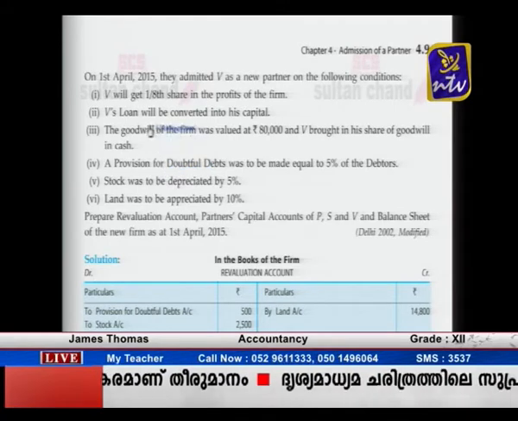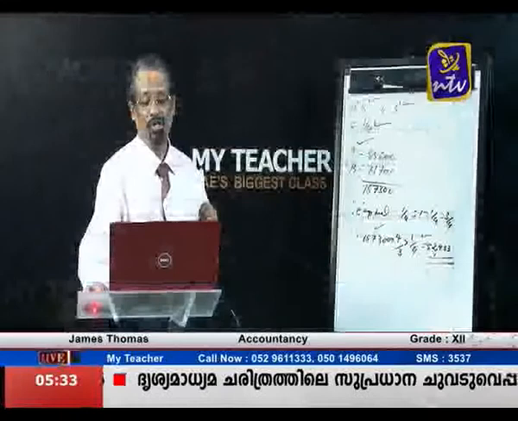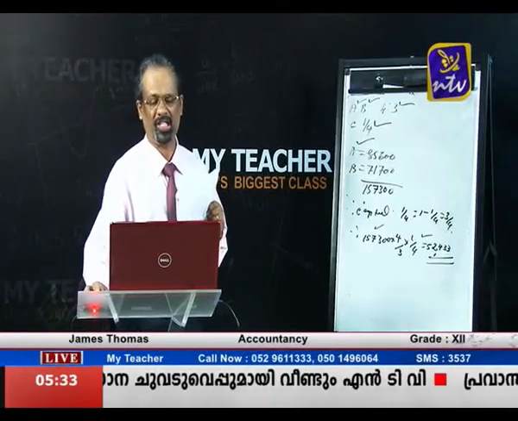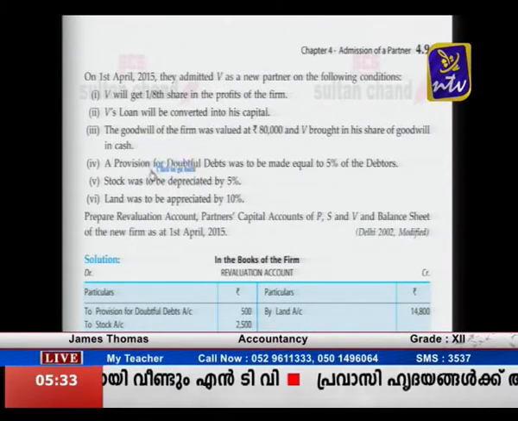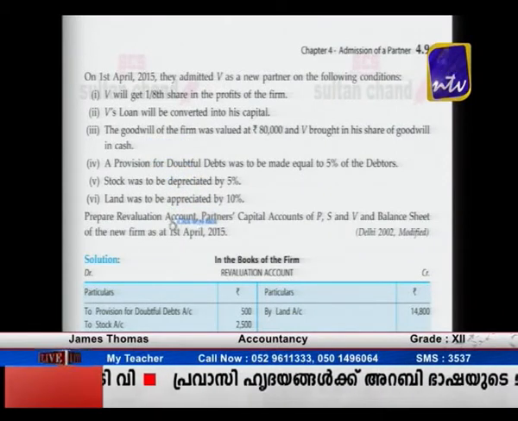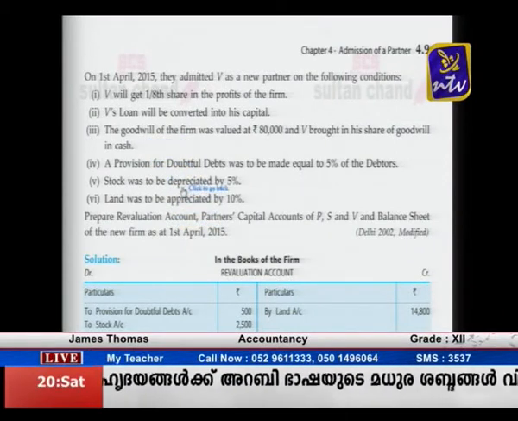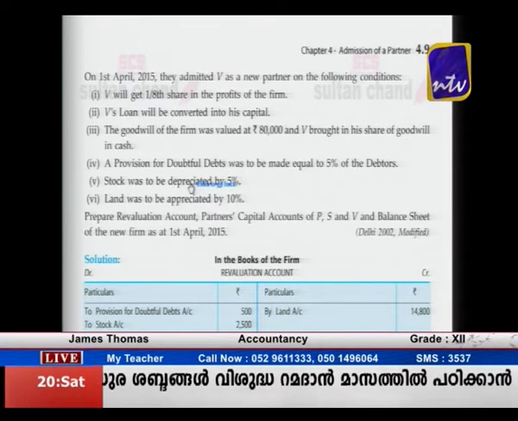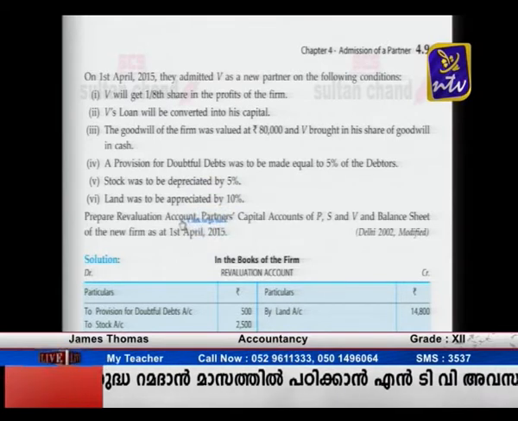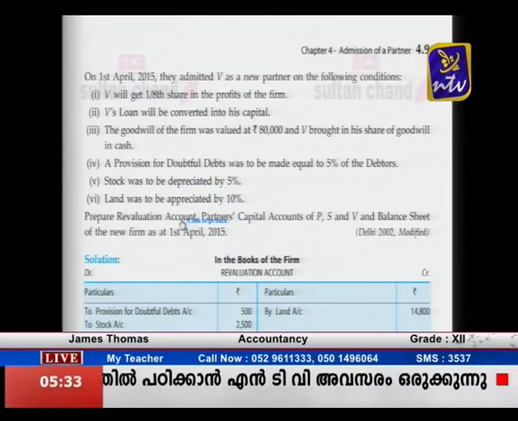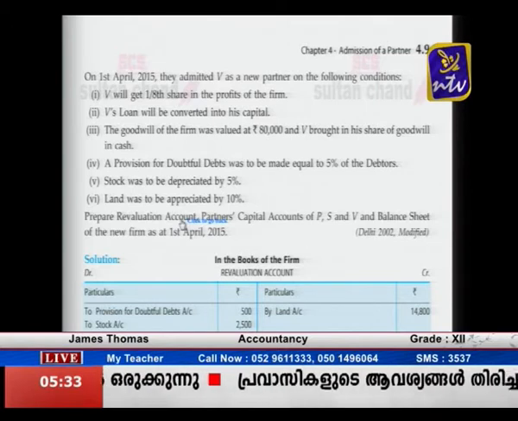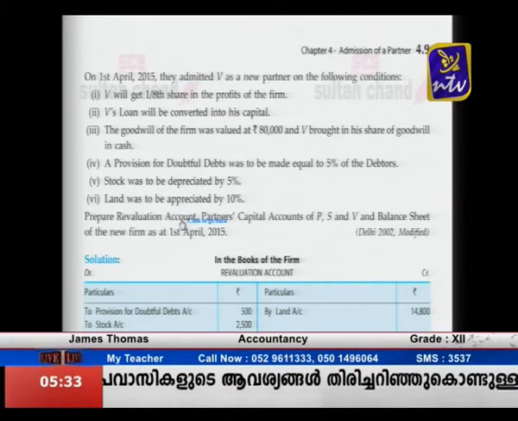The first adjustment: you know that V's loan is converted into capital, so that has no connection with the revaluation account, and goodwill also has no connection with the revaluation account. Now you can see the provision for doubtful debts to be made equal to 5% on debtors. So that means, on the balance sheet liability side, in this question, the previous part, the provision for doubtful debts is given as 1,500.